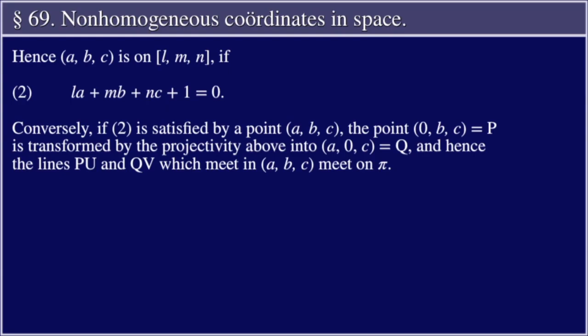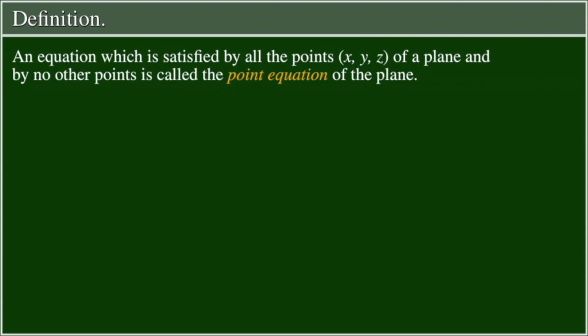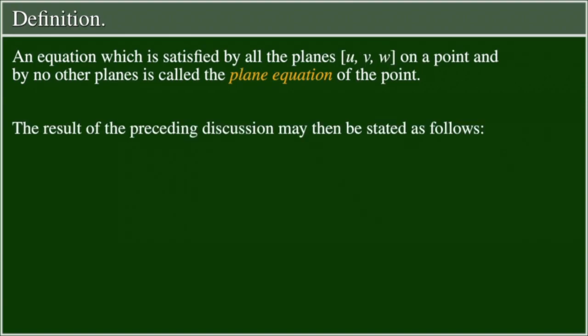on pi. Definition: an equation which is satisfied by all the points x, y, z of a plane and no other points is called the point equation of the plane. Definition: an equation which is satisfied by all the planes u, v, w on a point and by no other planes is called the plane equation of the point. The result of the preceding discussion may then be stated as follows.